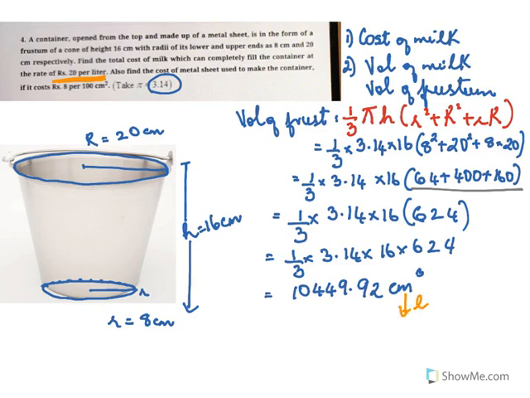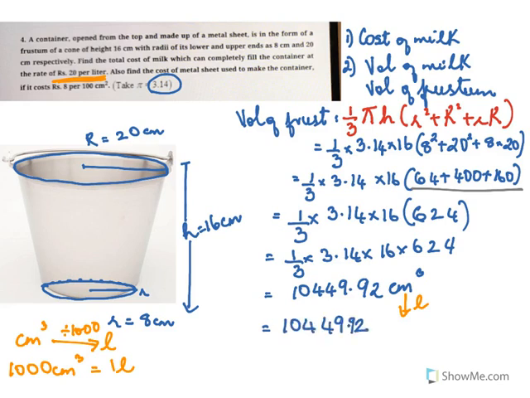Now how do you convert that into liters? To convert centimeter cube into liters, we need to divide by 1000. Why? Because 1000 centimeter cube equals 1 liter. So we take this number, 10,449.92, and we divide it by 1000. That would give us the volume in liters. So it is 10.44992 liters.